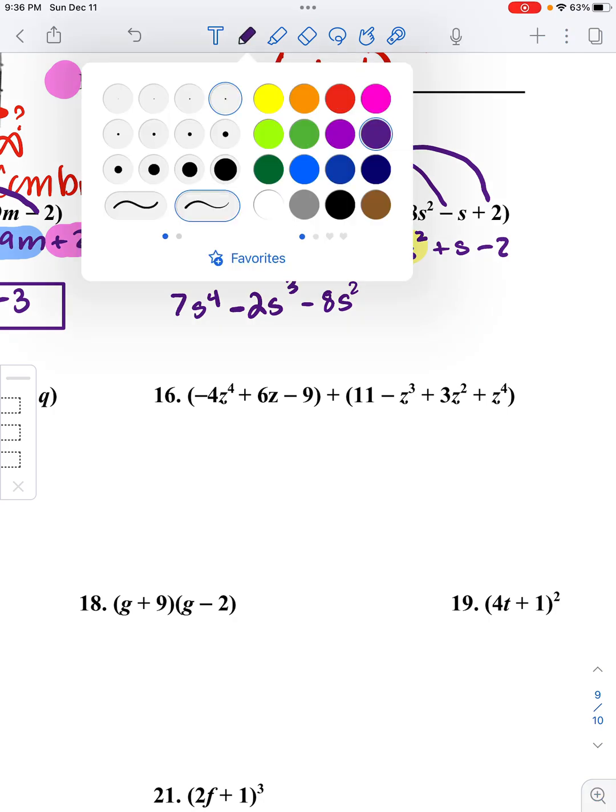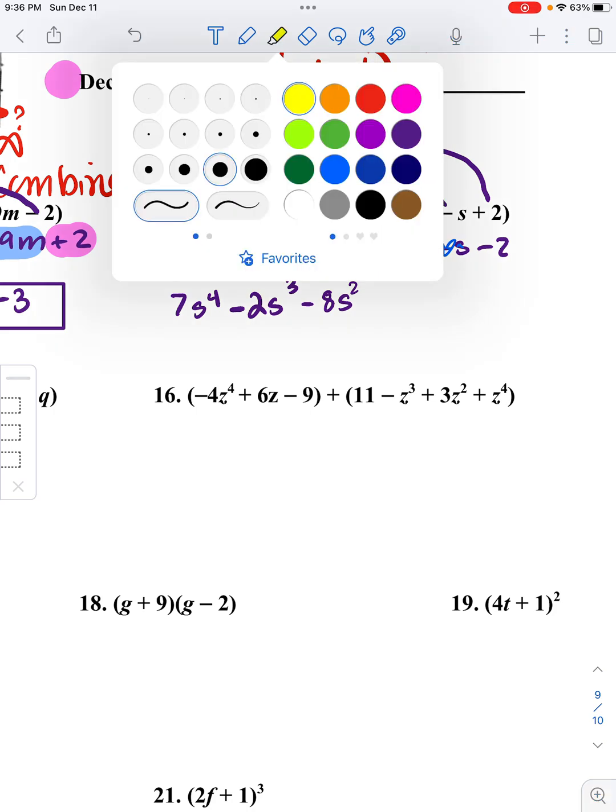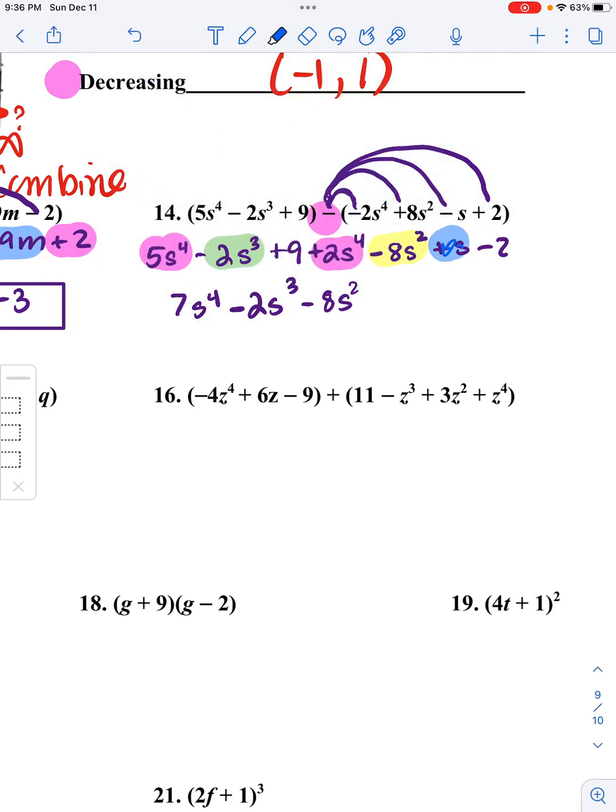Now I'm going to go hunting for any plain s's. I have this one. Oopsies. That was not the highlighter. So I'm going to have just that plus 1s. And then any numbers. And the only numbers that I see are plus 9 and -2. So 9 minus 2 is going to be a 7.